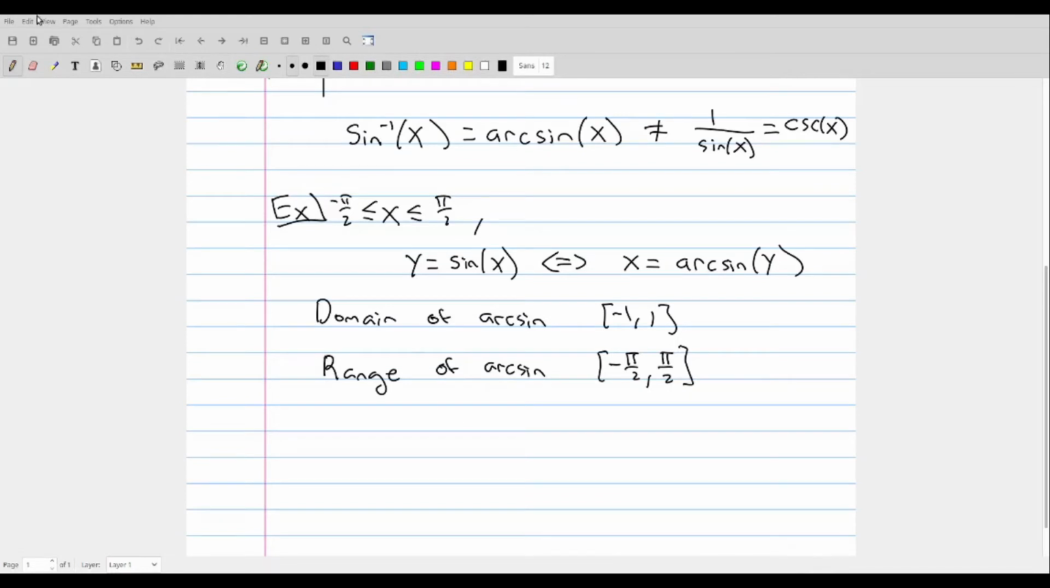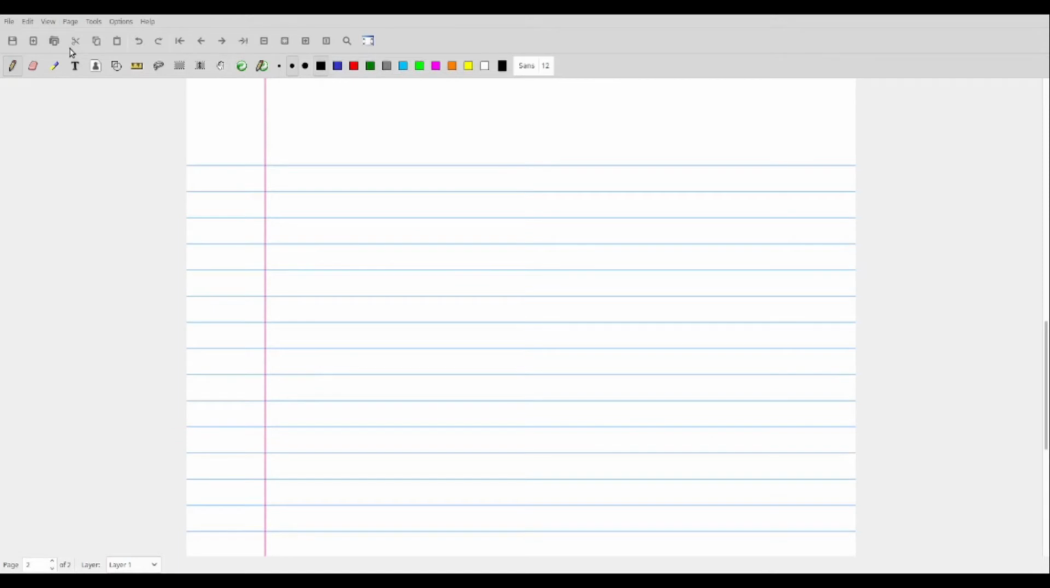So let's see an example of how to use this. For example, let's try and calculate arc sine of sine of the angle 3 pi over 4.